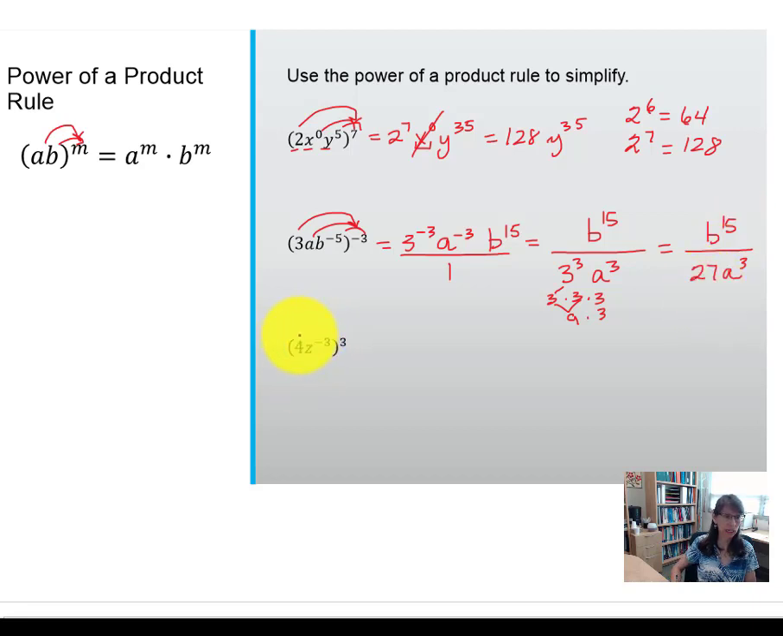The last example here, each of these bases is raised to the positive 3.